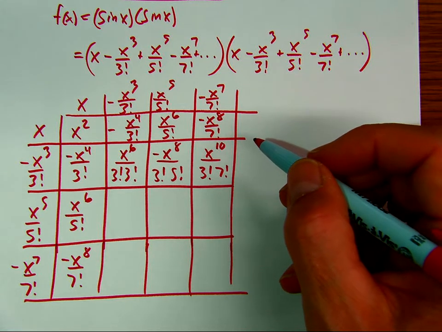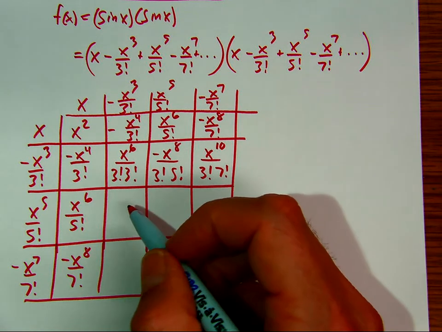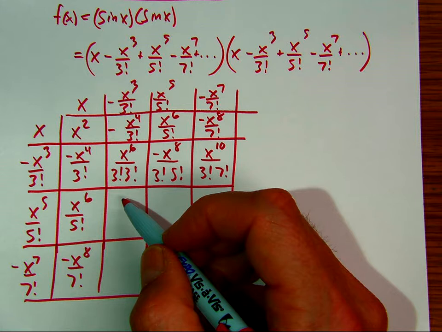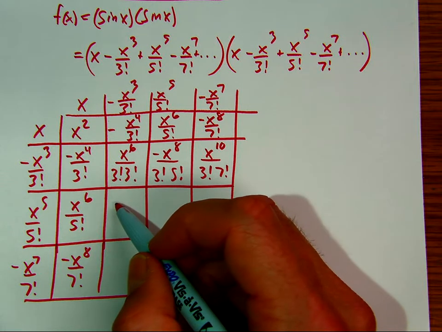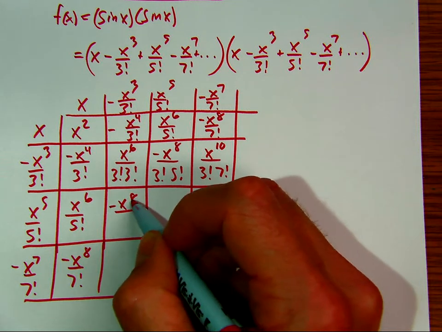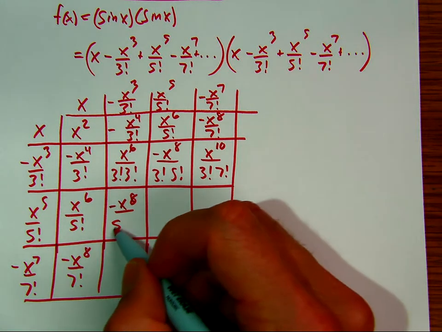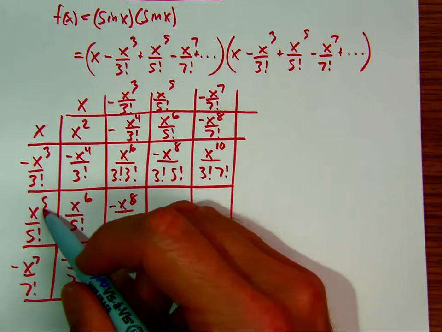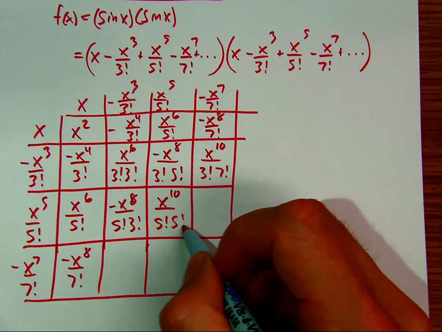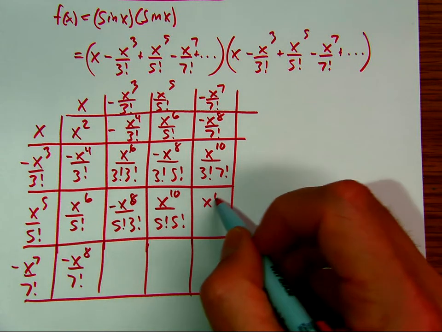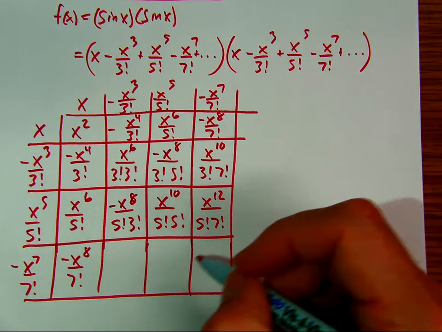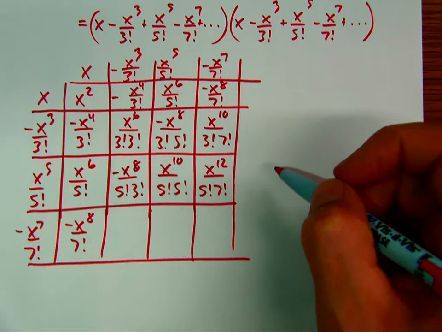And here we have negative x to the 8th, and now 3 factorial, 5 factorial, x to the 5th, that'll be x to the 10th, 5 factorial, 5 factorial, 12th, 5 factorial, 7 factorial, and we can keep going. But we can just start with this.